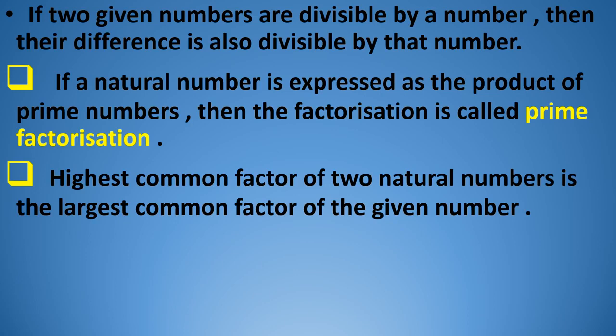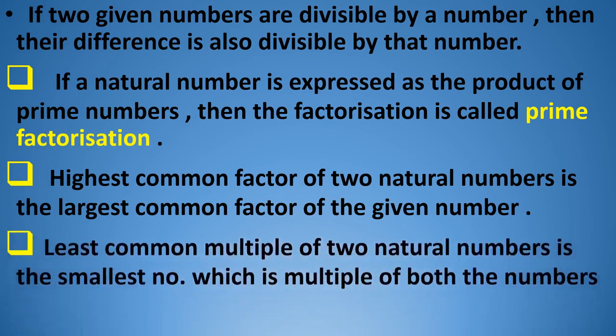Next we have done LCM. LCM is least common multiple. So LCM of two natural numbers is the smallest number which is a multiple of both the numbers. I always told you that it is a multiple. Least common multiple is a multiple, it is divisible. HCF divides the numbers and LCM is divisible by both the numbers.